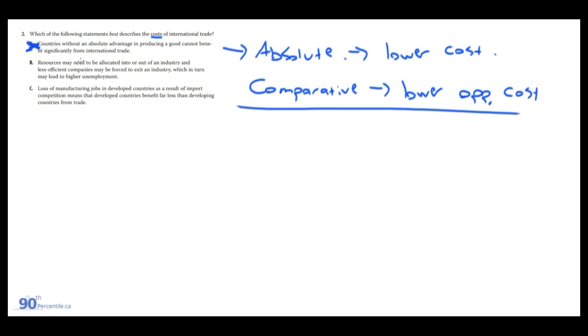If we're going to B, resources may need to be allocated into or out of an industry, and less efficient companies may be forced to exit an industry, which in turn may lead to higher unemployment. So this is true, right? You can think of what happened in the US with car manufacturing. They weren't maybe efficient isn't the best word, but they weren't as cost efficient in creating some of these cars and the parts, etc. So they offshored a lot of their jobs to Mexico, which of course wasn't met with good reception in the public eye, because a lot of US people lost their jobs, which led to higher unemployment.